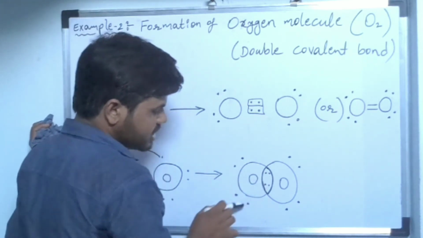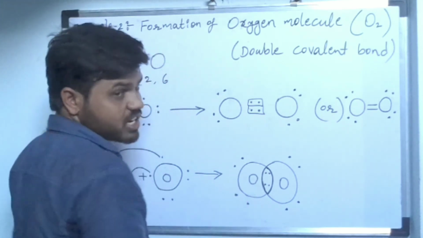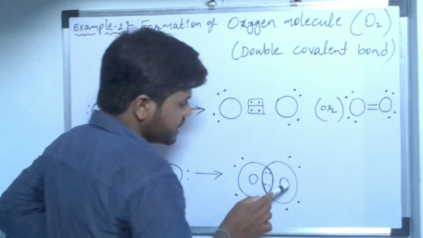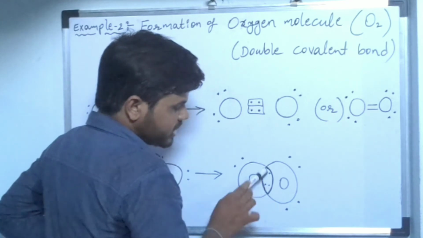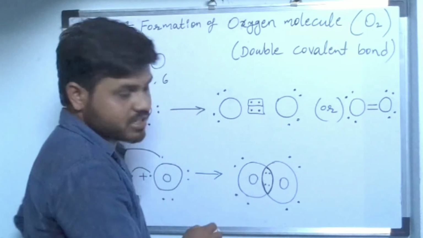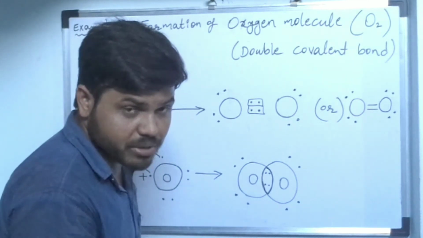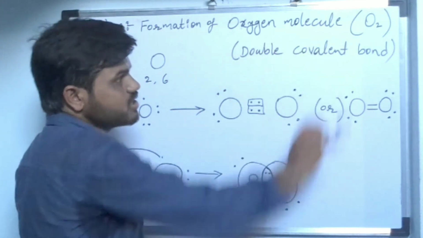2, here 4, 6, here 2, total 8. This oxygen atom is getting 8 electrons in the valence shell, meaning octet configuration. Another oxygen 2, 2, 4, and this 4 electrons, total 8 electrons. Each oxygen is getting octet configuration in the outermost orbital, and it is giving an oxygen molecule.